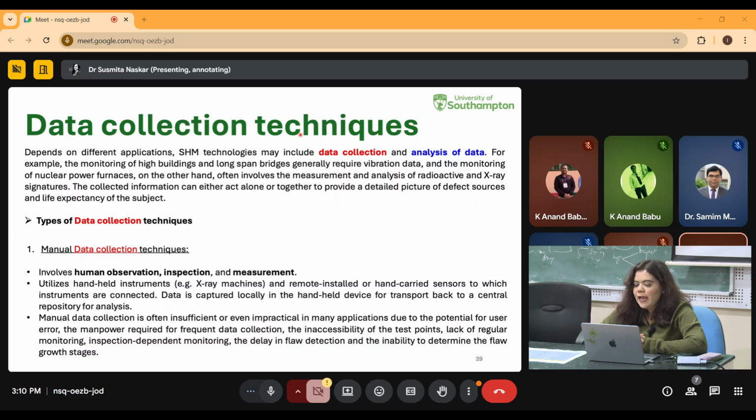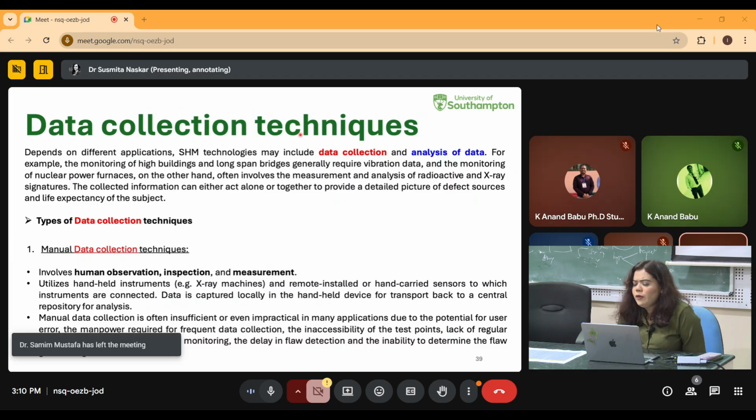So there are different ways to do that. I have tried to identify the main important ways that we could collect the data. First one is definitely manual data collection. This is a very old method, we have been doing it for several years, and this is a very established way of doing this. As I said, the first one is manual data collection, and this involves human observation. Definitely, it's very, very important.